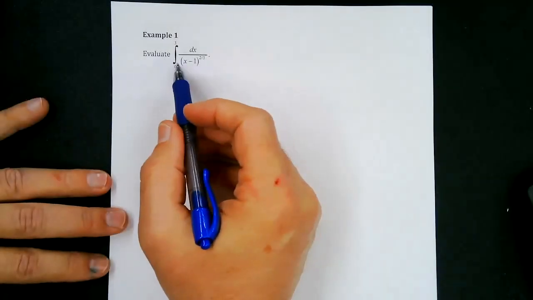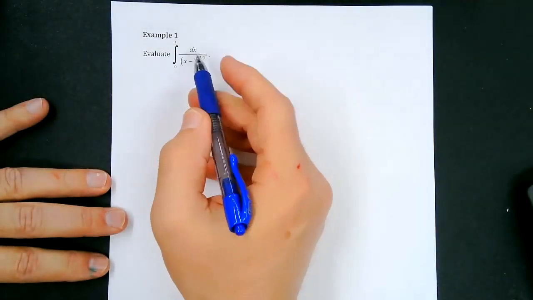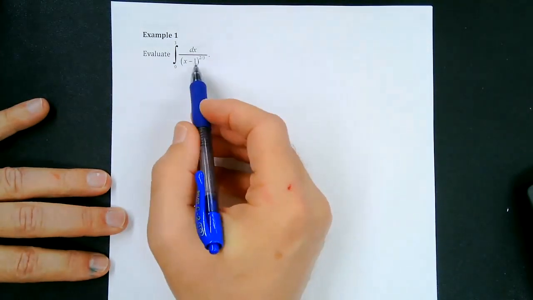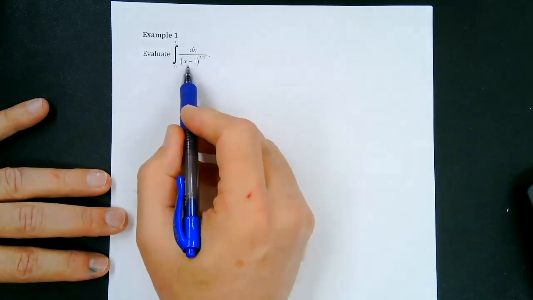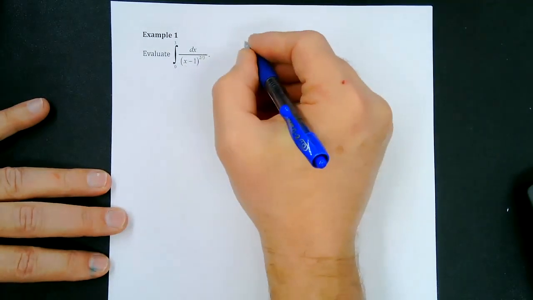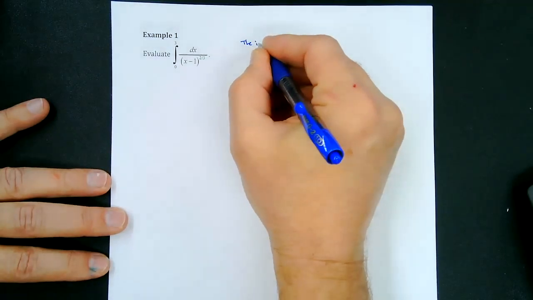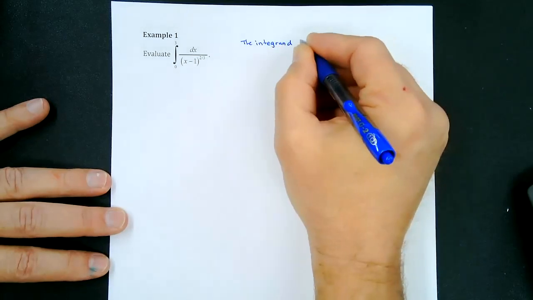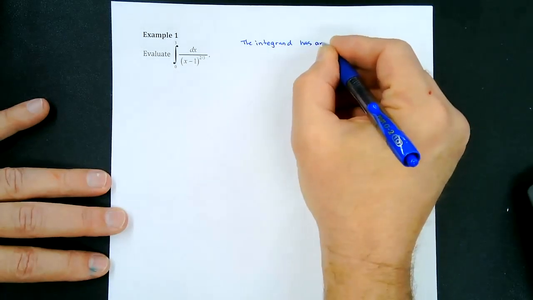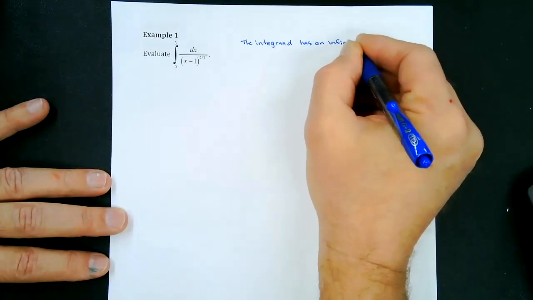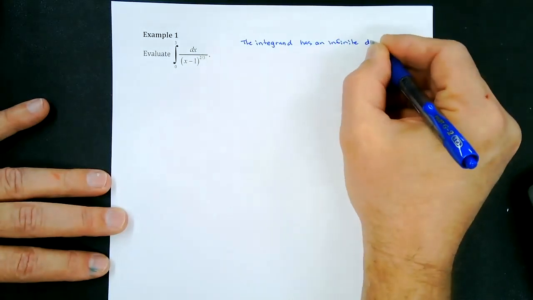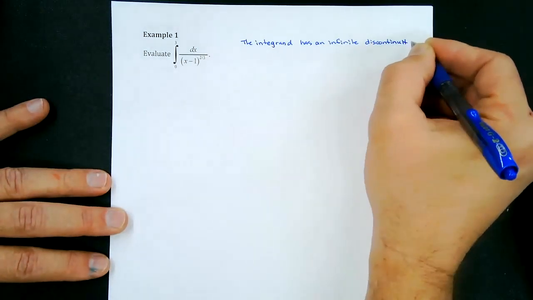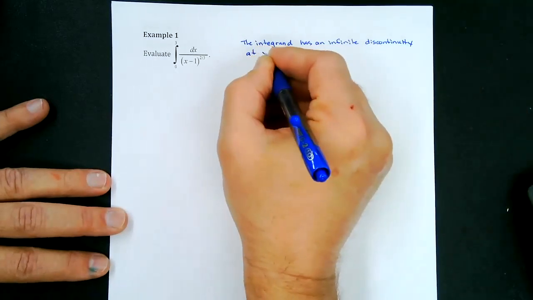So for this integral, if we want to integrate from 0 to 3, and basically this is 1 over x minus 1 raised to the 2/3 power dx, we got to realize, okay, in between 0 and 3, we have an infinite discontinuity at x equals 1. So the integrand, that's the thing we're integrating, has an infinite discontinuity at x equals 1.